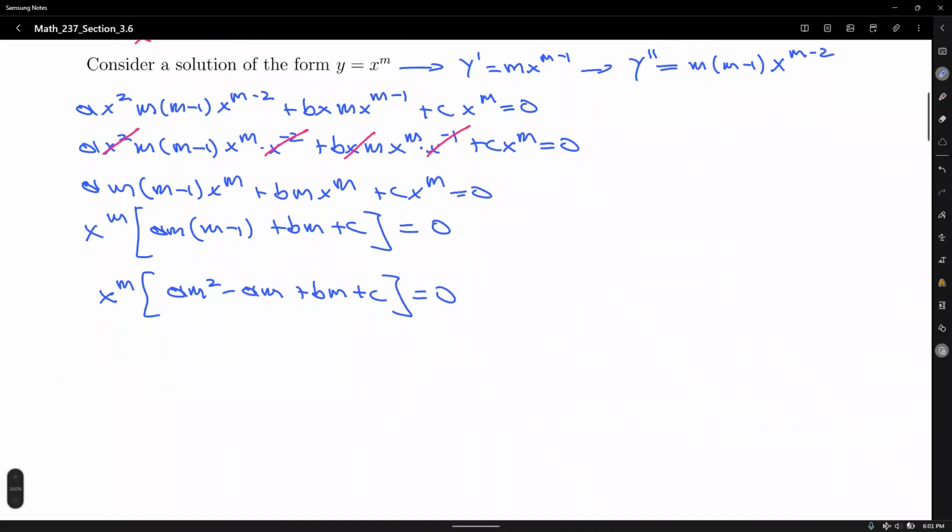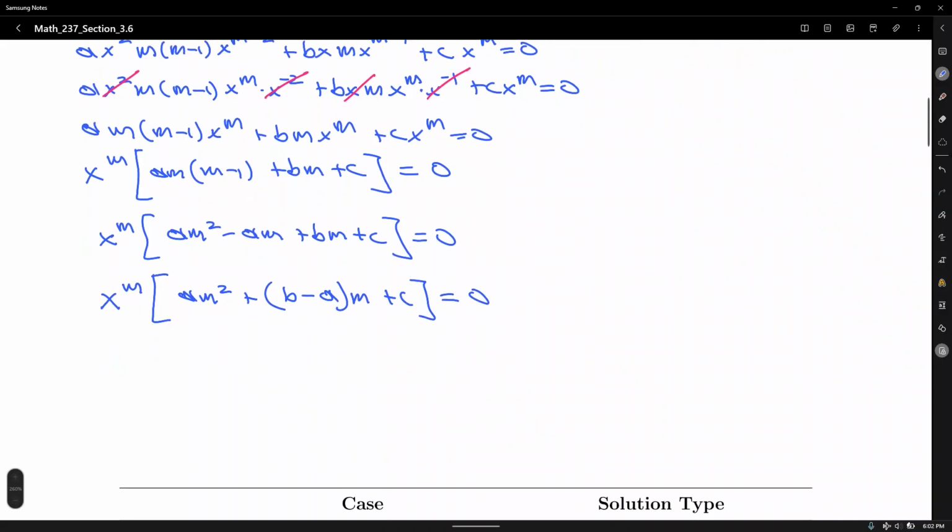There are really no terms to combine. However, notice how the second and third terms have a common factor of m. Let me factor it out so you can see the result. That will be a m squared plus b minus a times m plus c equals 0.